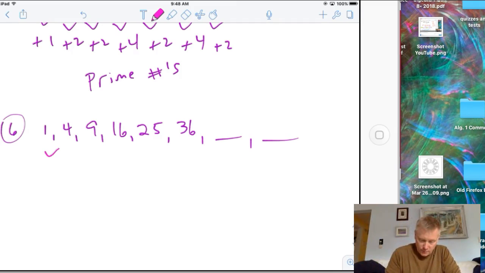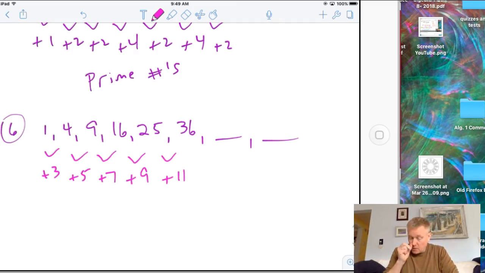If I subtract 1 from 4, I get 3. And 9 minus 4 is 5. 16 minus 9 is 7. This is starting to look like a pattern. So you could do it that way and find out the next 2 numbers.